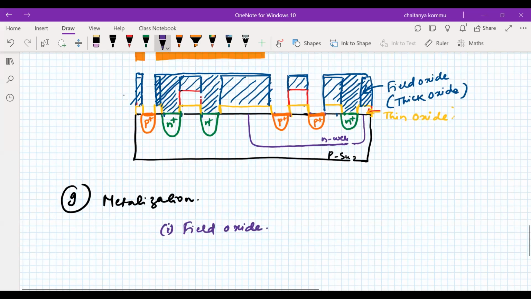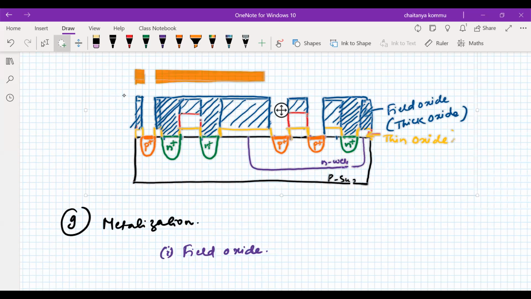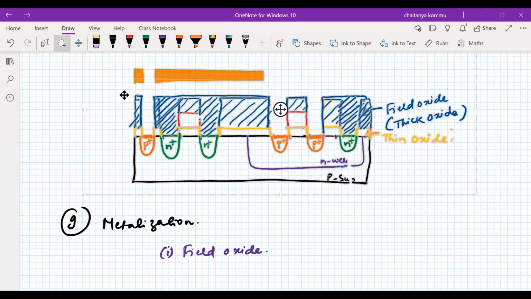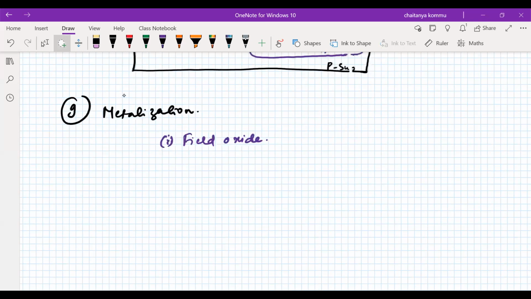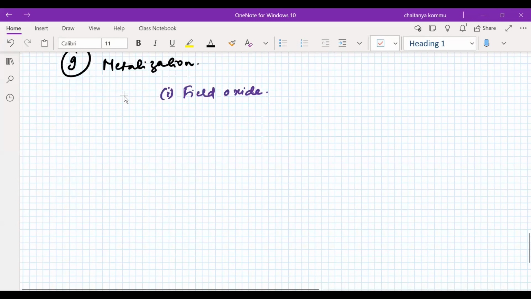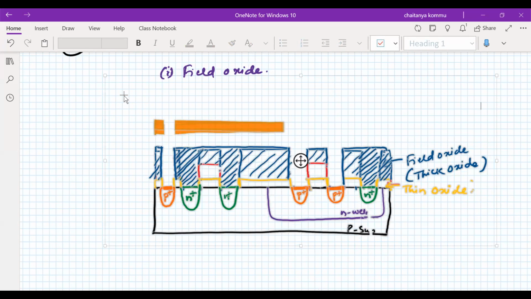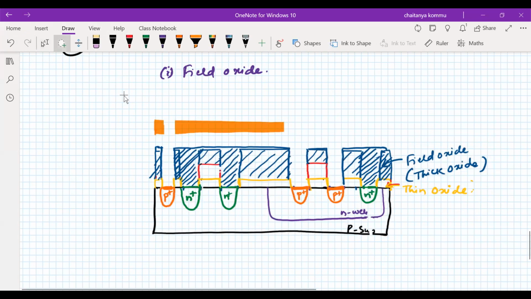So that is the reason why we don't write the field oxide and the photolithography all the time, because it's not necessary to write all the time. By default, whenever we want to open the window, you should remember that. So there is a requirement of field oxide and photolithography. Okay. So therefore, I can remove these portions.